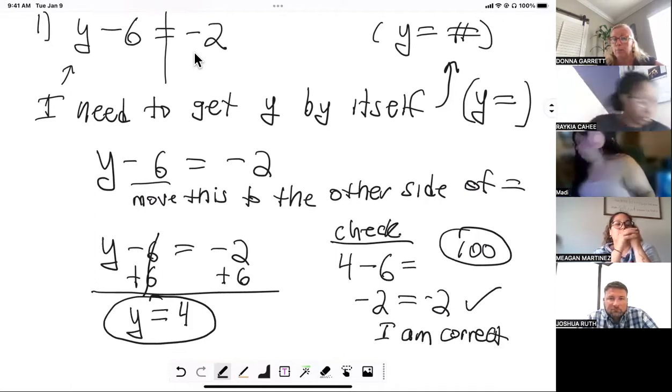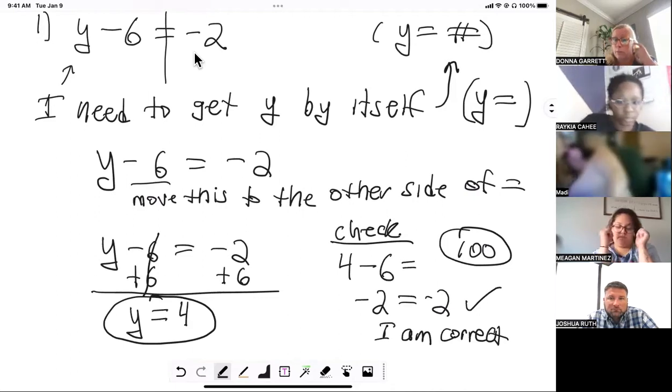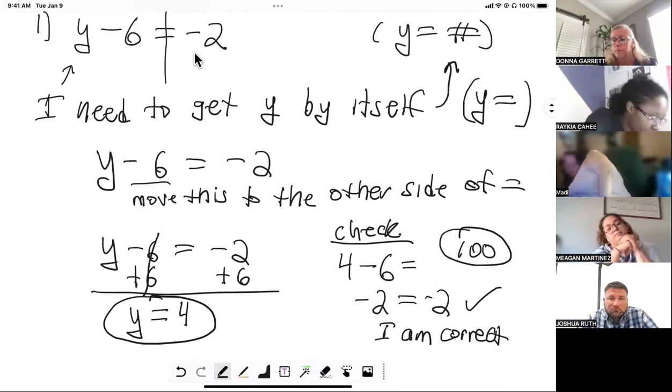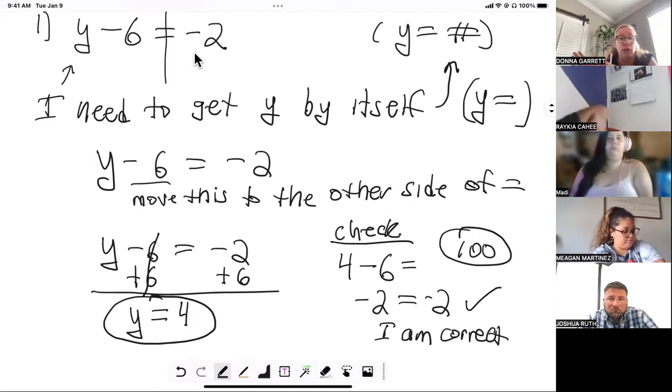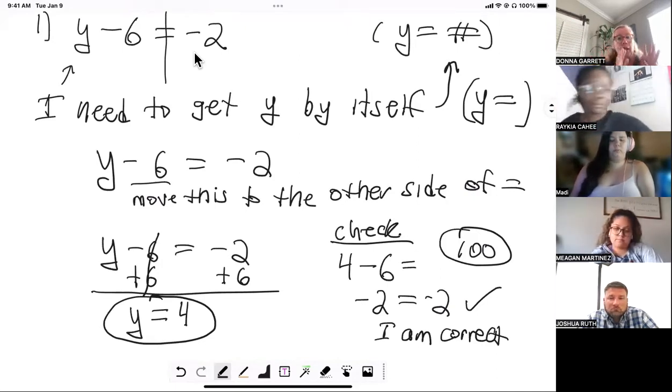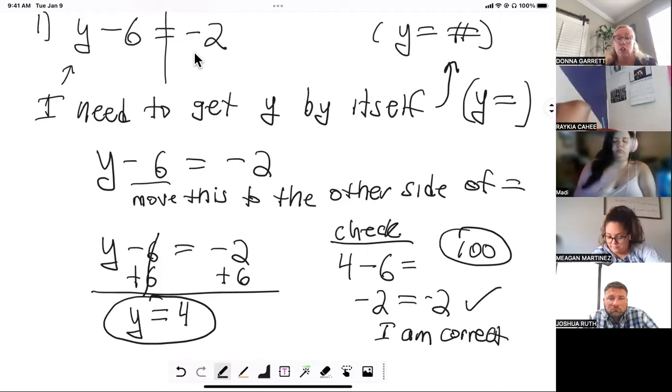That was a lot in one little problem. Any questions before I move on? The more you do these, the easier they get. It's basically taking whatever's with your variable and moving it to the other side. How do you move it to the other side? You do the opposite operation so that they cancel out and become 0 or 1. We'll talk about that in a minute. And then you have your answer, and then you can check the answer.